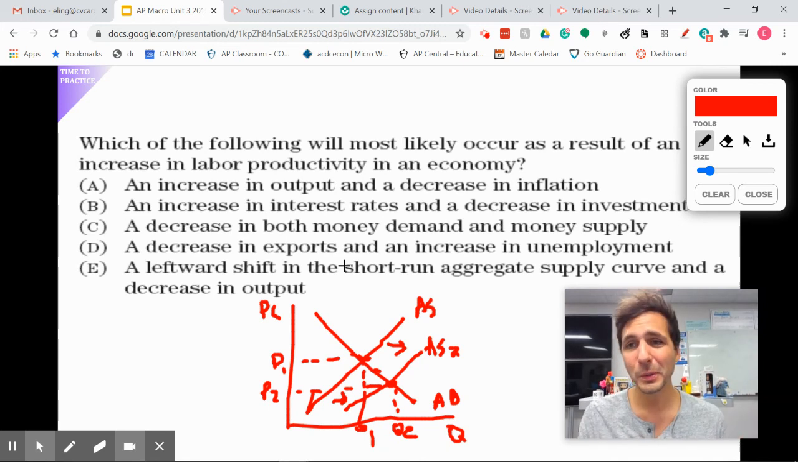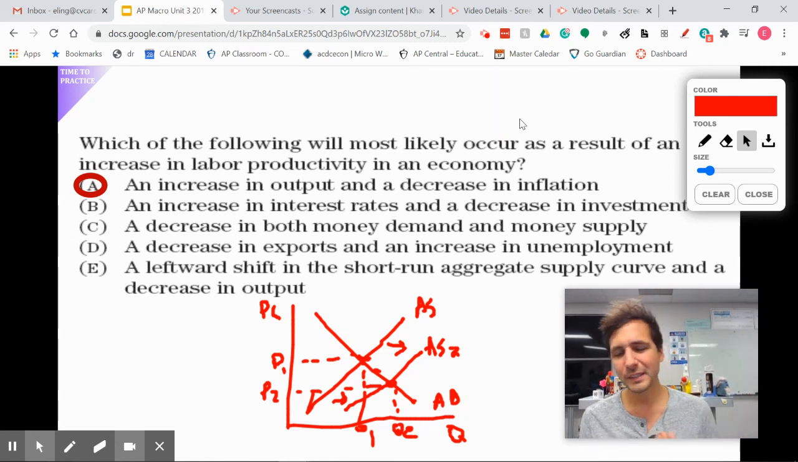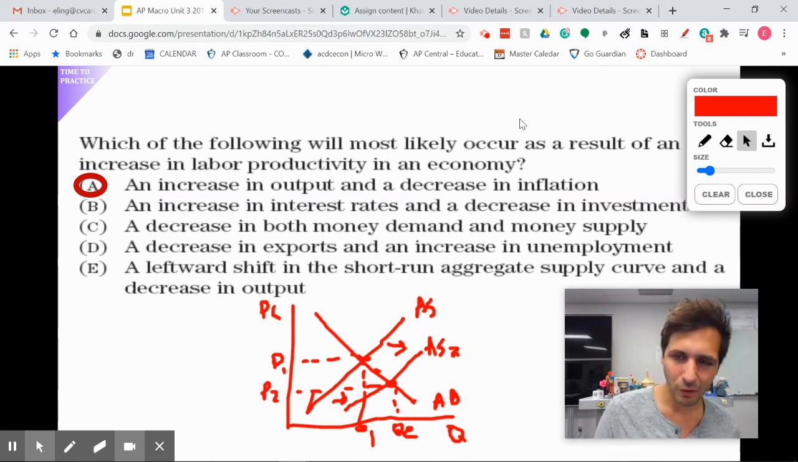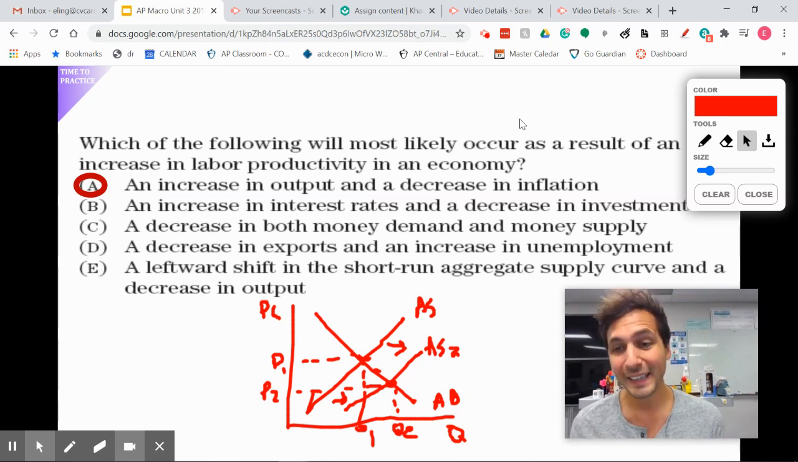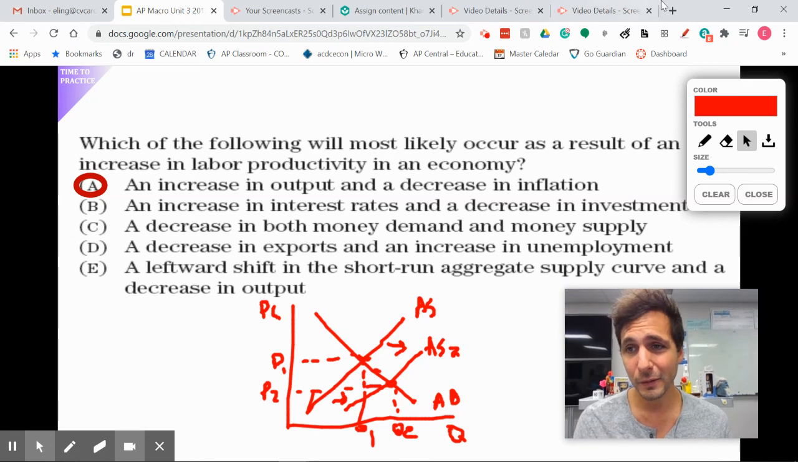So let's check it out. What's our correct answer going to be? Our correct answer, of course, is going to be A, an increase in output and a decrease in inflation. Because aggregate supply, the P of RAP, has gone up, aggregate supply is going to shift right, price level is going to fall, GDP is going to rise. This is actually a precursor to economic growth. We'll talk about that later, though.